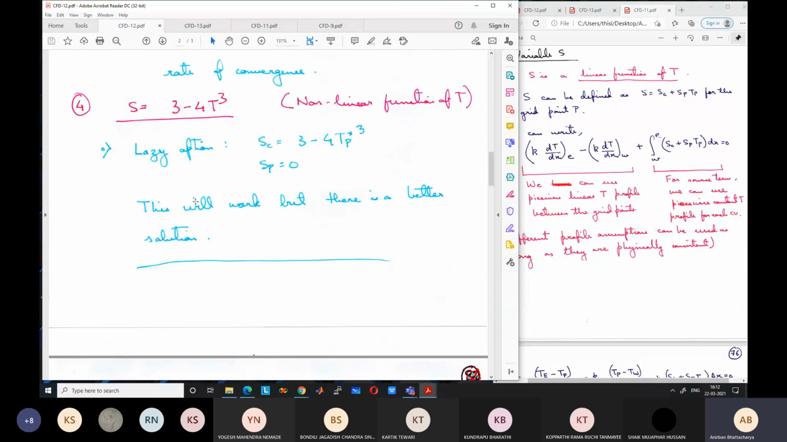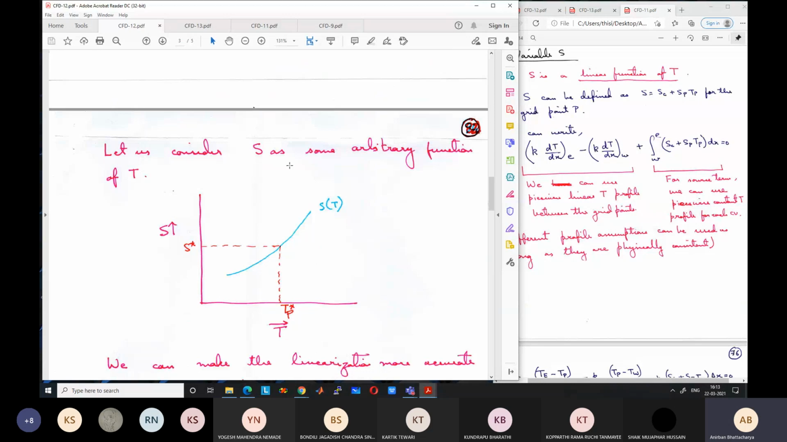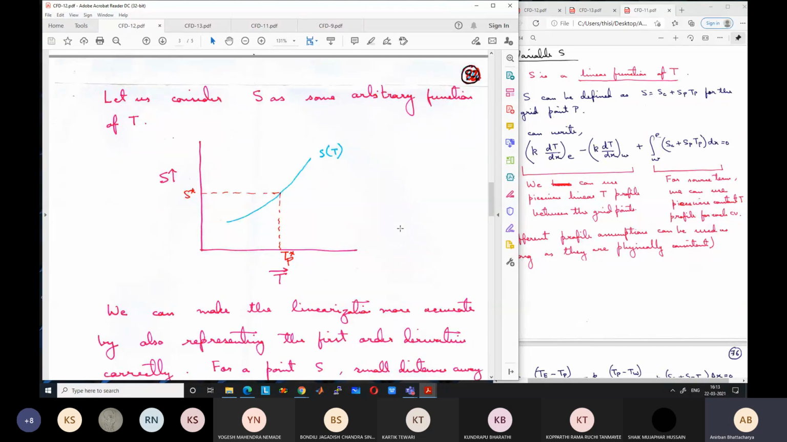So let us try to understand that. What can be a better option? Let us consider an arbitrary source term S, which is a function of temperature. And we have drawn an arbitrary curve of S as a function of temperature. S varies with temperature in some way. So at any value of temperature Tp star, the value of S is say S star. For any particular value Tp star, S is S star. At some other value of T, the value of S will be different according to this curve. So we can make the linearization more accurate.